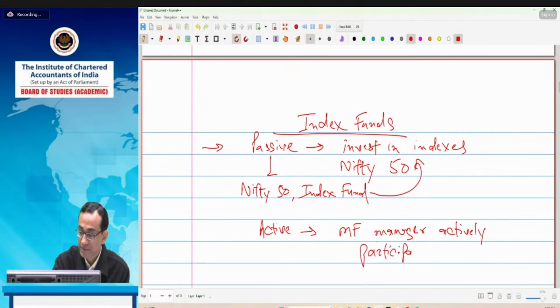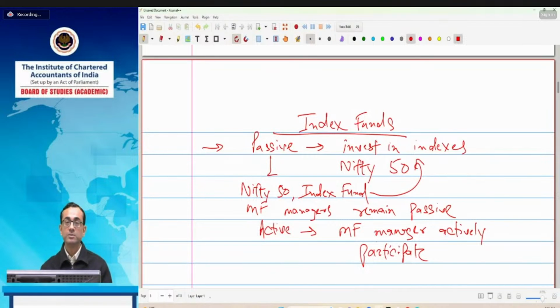Actively participate. In this, the mutual fund managers remain passive. Remain passive means why passive? Because they simply invest in those shares which are there in Nifty 50 or any other index, Sensex, or you can say Nifty Pharma, you can say Nifty Metal. So they basically invest in the indexes.